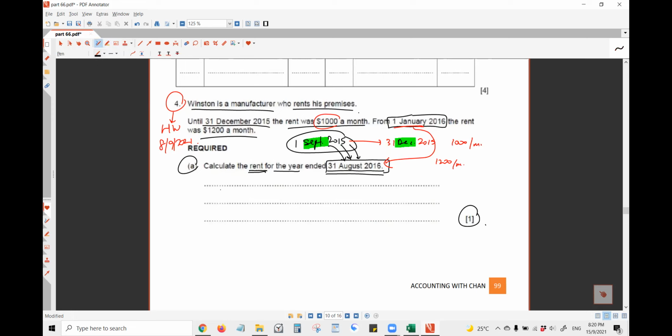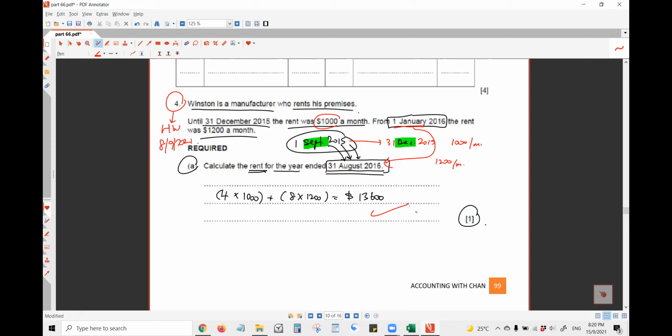Okay, for the first 4 months, the rent had been 1,000 per month. Okay, the rest of the 8 months, 1,200 per month. Then you can get the answer as 13600. Okay, not because my math is good. I did this for many times. Okay, so use your calculator, confirm that the answer is right. 13600. Okay, so that's how you find it.